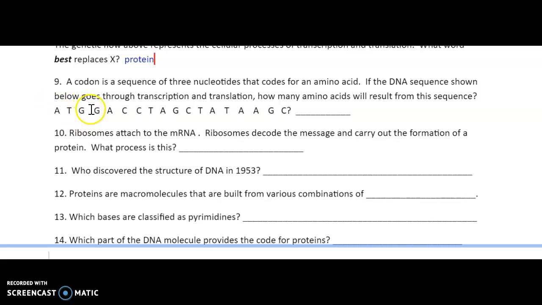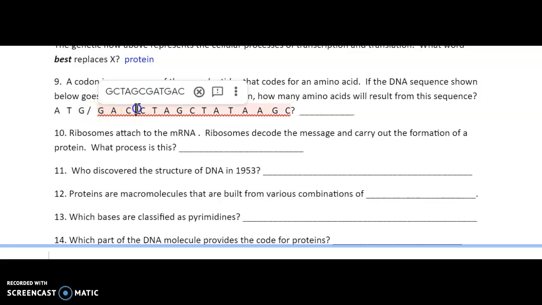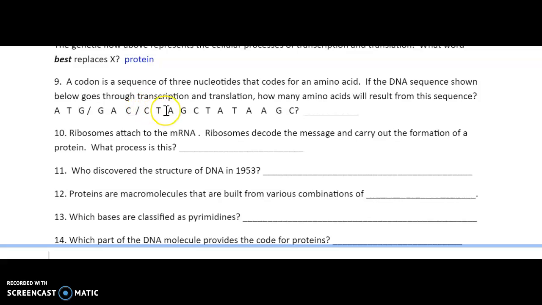We can count 1, 2, 3, draw a line. 1, 2, 3, draw a line. 1, 2, 3, draw a line. 1, 2, 3, draw a line. 1, 2, 3, draw a line. So we're going to group them into groups of 3 because it takes groups of 3 to be able to code for an amino acid. So we have 1, 2, 3, 4, 5, 6 groups of 3. So this would code for 6 amino acids.